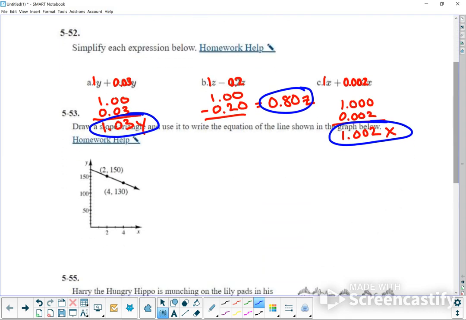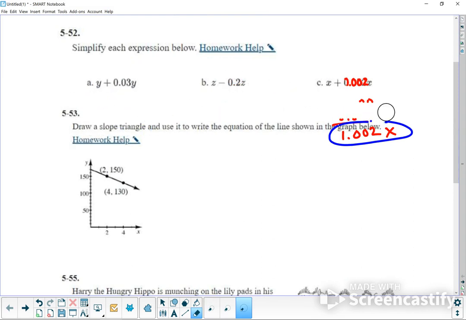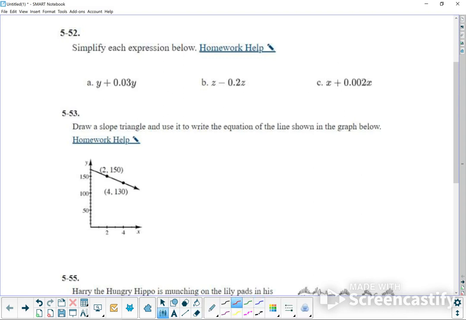Graph the slope triangle and use it to write the equation of the line shown in the graph below. Right, so the slope triangle is this. We start on the left side and we're going to go down. I don't know how much. Oh, sorry, that's x. Never mind. Let's see, slope triangle. So down, it's from 150 to 130. So that's going to be down 20.